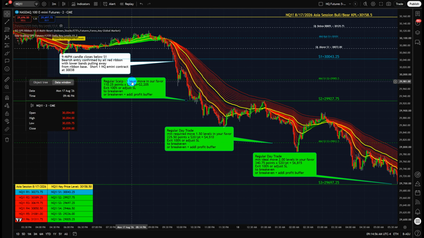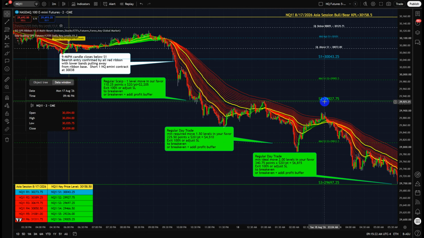Now on this regular scalp move, one level move in our favor, these figures are for either 10 micros or one regular E-mini. One regular E-mini is $20 a point on Nasdaq. Micros are $2 a point. So if you have 10 micros, it's $20 a point. Or if you have one regular E-mini, it's $20 a point.